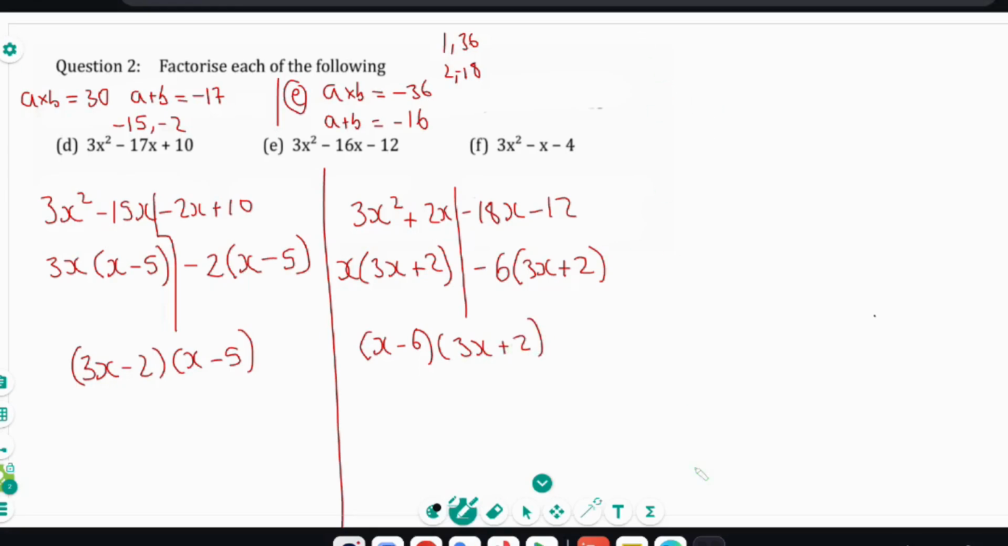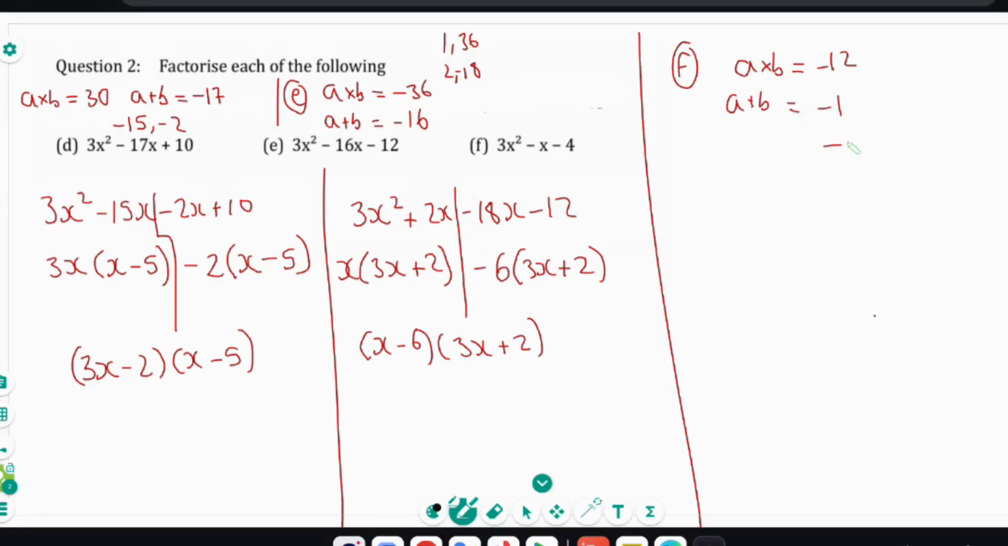And then f. I feel like this one comes up a lot. A times b is negative 12. A plus b is negative 1. It's minus 4 and 3. So we have x plus 3.